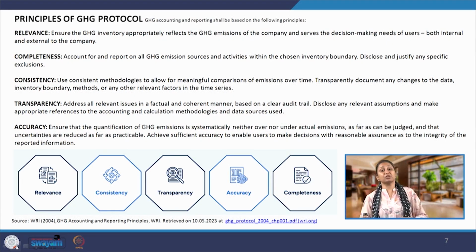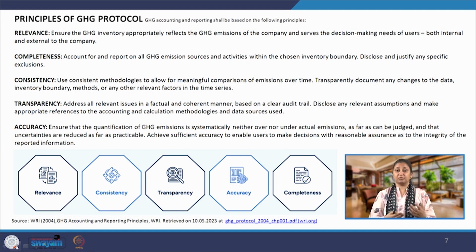So, here when we are talking about relevance, we are actually ensuring that the inventory that we are using appropriately reflects the GHG emissions of the company, and then it serves the decision making need of the users, both internal and external to the company. So, when will we be able to measure the greenhouse gas emissions correctly? When we have the right inventories identified and in place. Generic inventories can be made, and the GHG Protocol provides several such inventories. Hundreds of inventories are available.